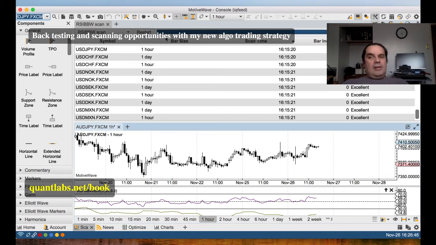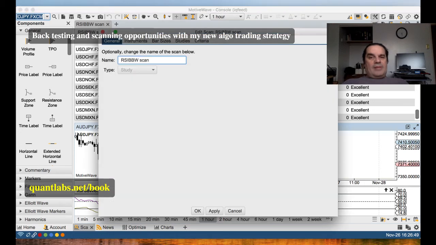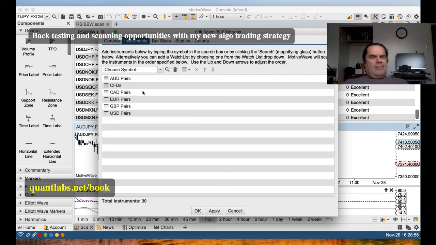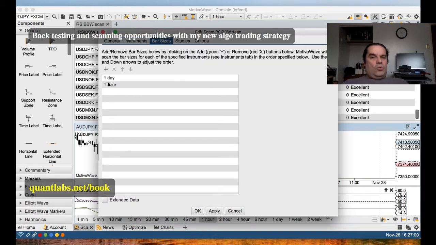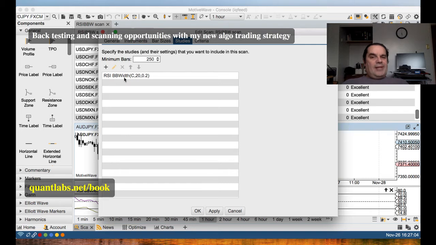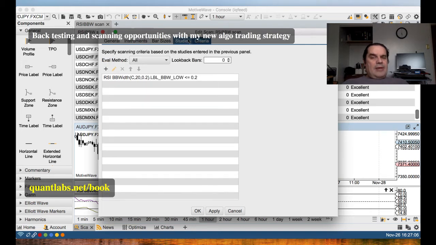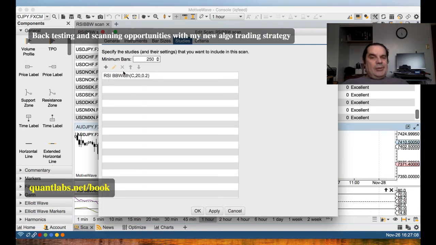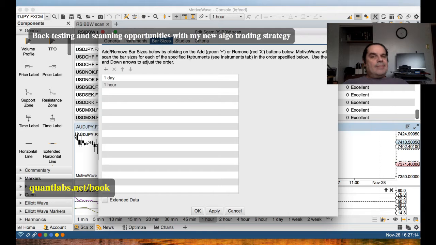You can easily do that by setting it up, and I've shown videos on how to do this. It's very powerful. So here we can put in all the pairs that we want, the bar sizes, I've got two, one daily, one hourly, and then of course the study here. And here I may need to change this parameter for the hourly data, okay? Because right now it works for both hourly or daily.